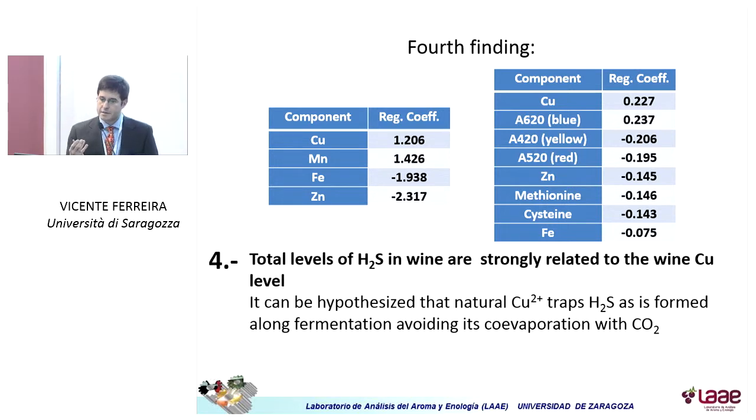So what happens is that copper, naturally occurring in wine, traps hydrogen sulfide as it is formed along fermentation, avoiding its co-evaporation with carbon dioxide. Quindi questo succede perché il rame intrappola l'idrogeno solforato mentre si forma durante la fermentazione, impedendo che venga disperso nell'atmosfera, trascinato via dall'anidride carbonica.